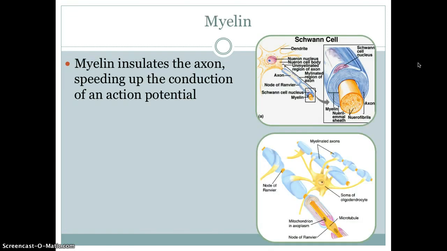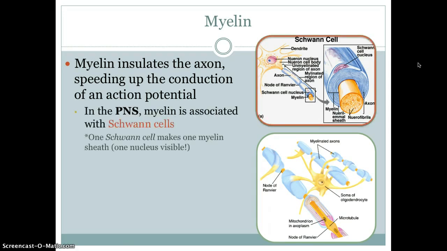Myelin insulates the axon in concentric layers of plasma membrane. This insulation increases the speed or conduction of an action potential down the axon. The myelin associated with axons in the peripheral nervous system is called a Schwann cell that contains a single nucleus. One Schwann cell makes up one myelin sheath, separated by nodes of Ranvier.